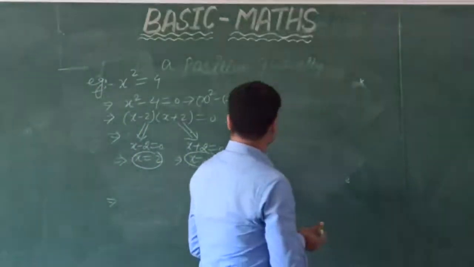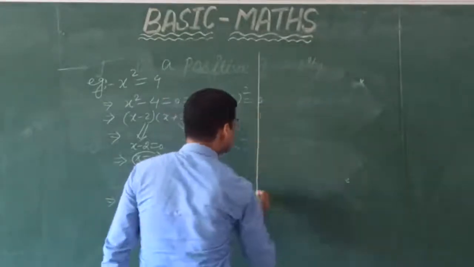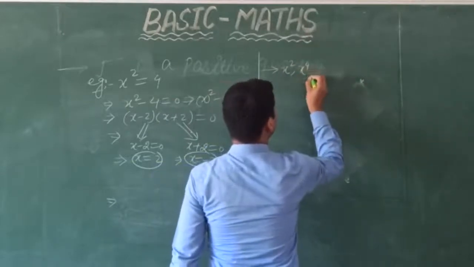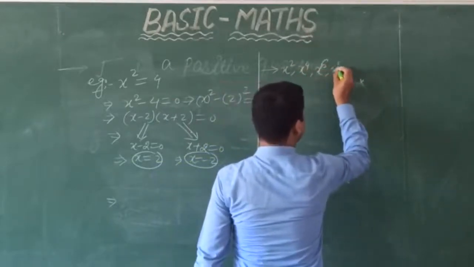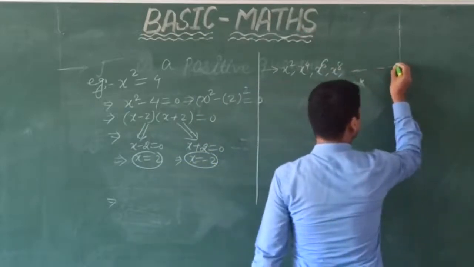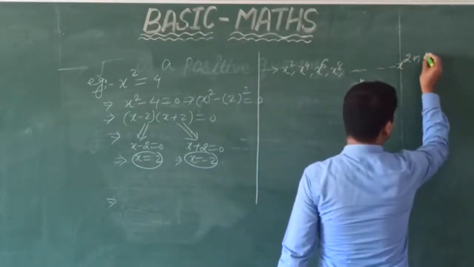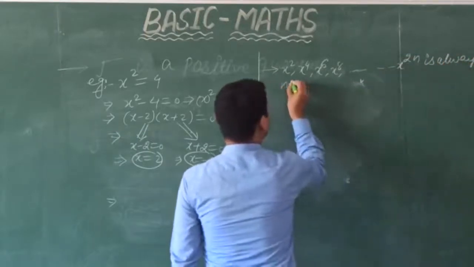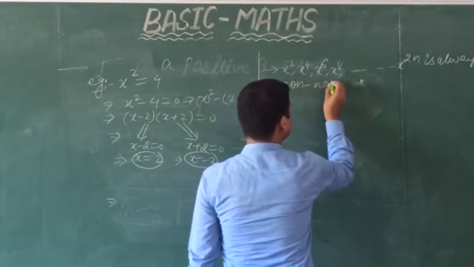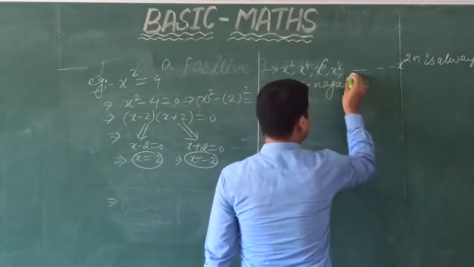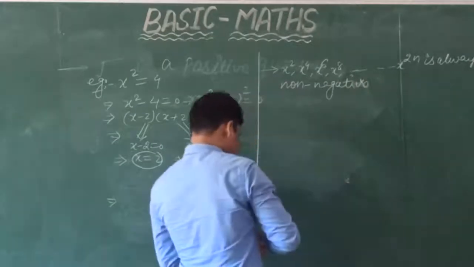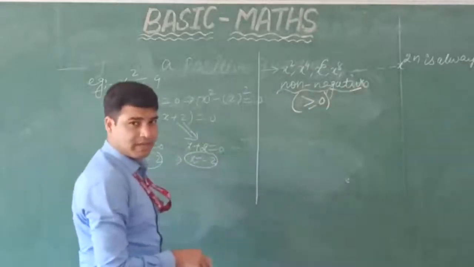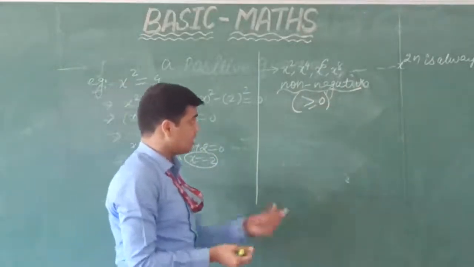Okay, so our next heading is x square, x raised to the power 4, x raised to the power 6, x raised to the power 8. In this way, x raised to the power 2n is always non-negative. Again it is coming non-negative. What is the meaning of non-negative? I have already explained. Non-negative means greater than or equal to 0. It means positive numbers, and if you include 0, then it becomes non-negative. Okay, so this is non-negative.